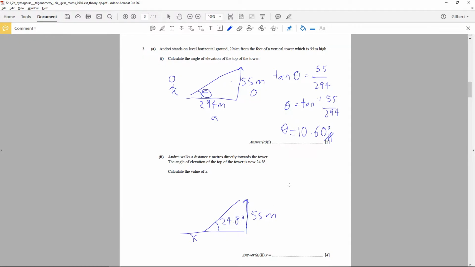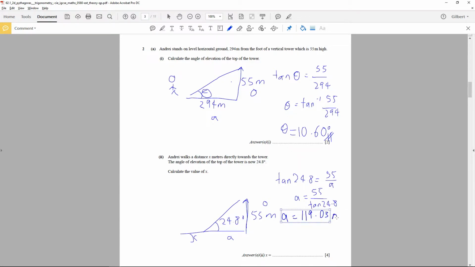So right now we just need to change up our formula. What we have is the opposite, and we are trying to find the adjacent. Again, tangent 24.8 equals 55 over adjacent. Adjacent will equal 55 over tangent 24.8. So on the calculator, 55 divided by tangent 24.8. You're supposed to get the adjacent equals 119.03. Okay, this is in meters.